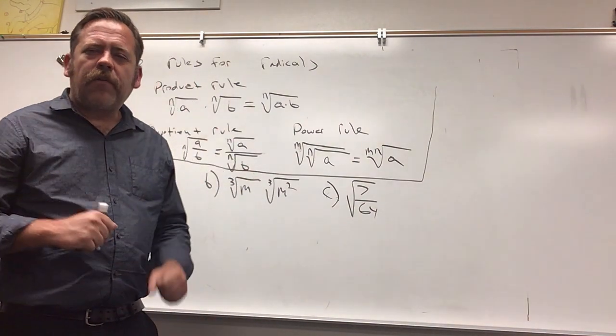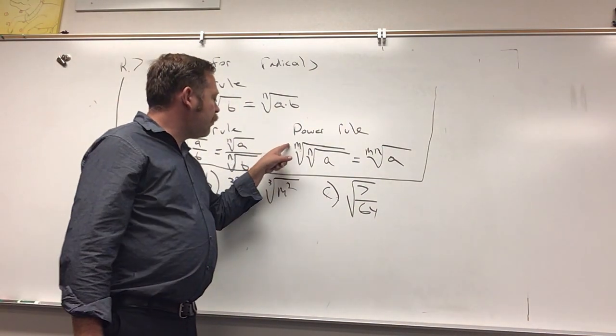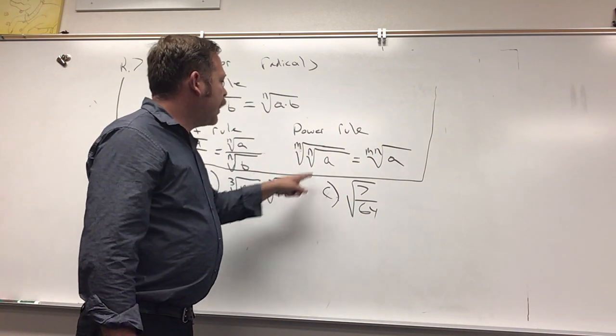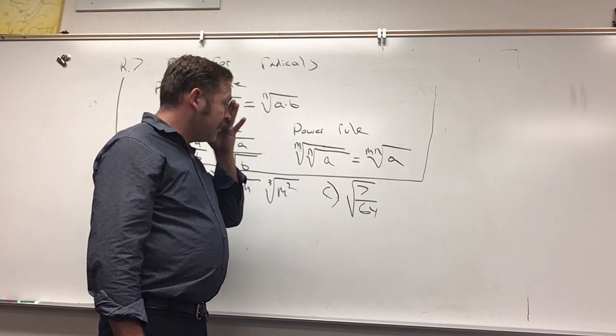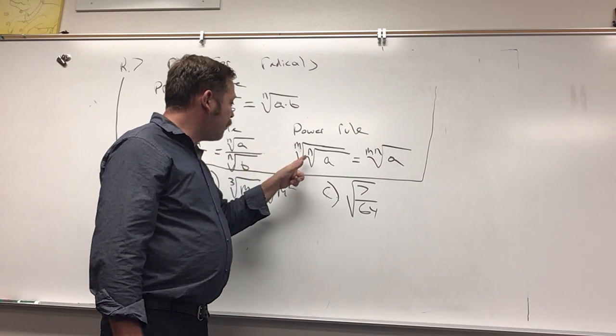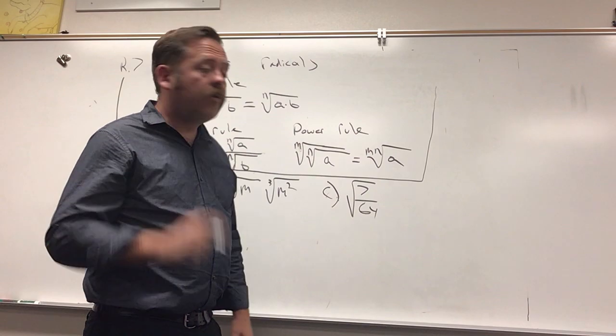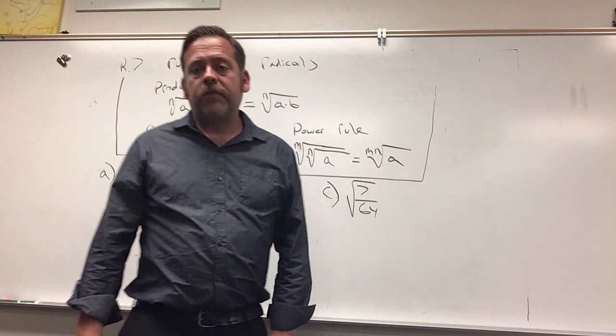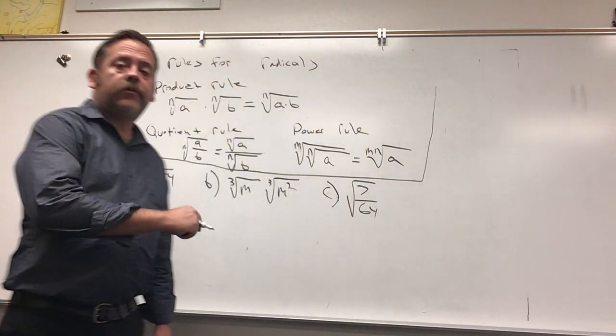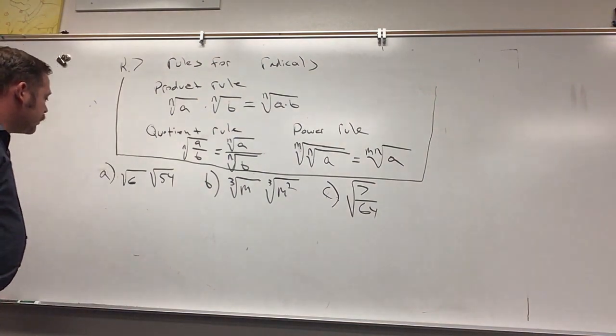And then we have the power rule. So you have a root of a root. If you have the mth root of the nth root of a, you can simplify it to just one root by multiplying the two root numbers, okay? Now, let's try some of these.